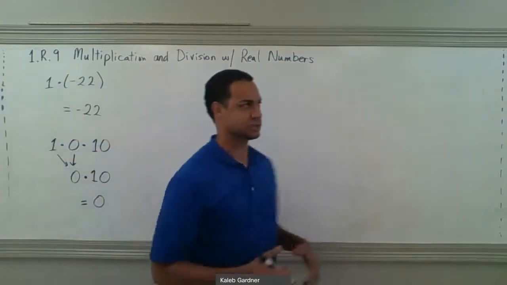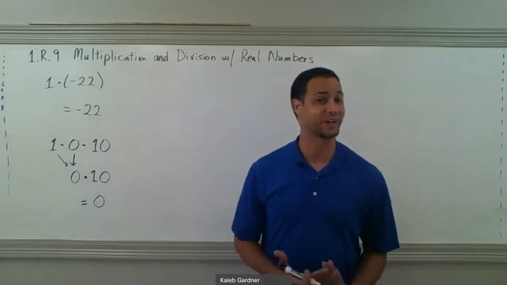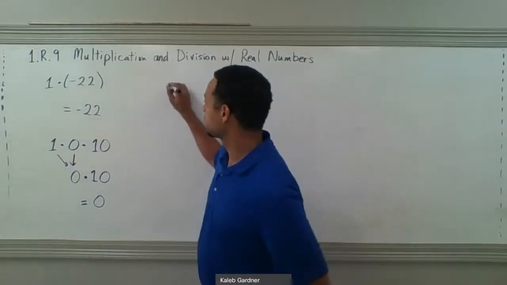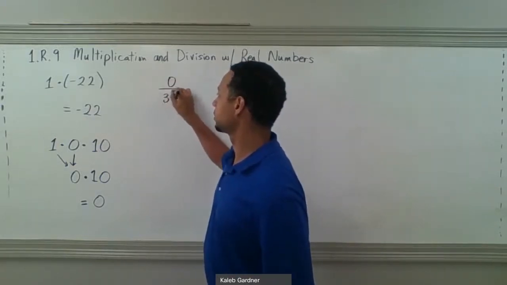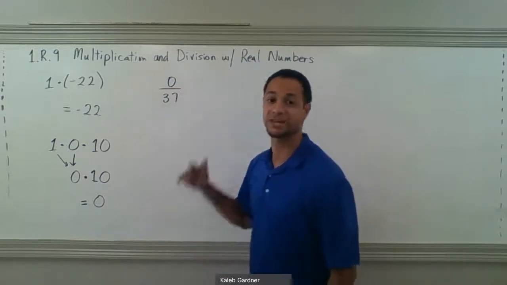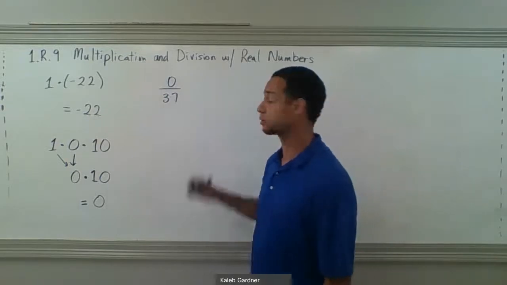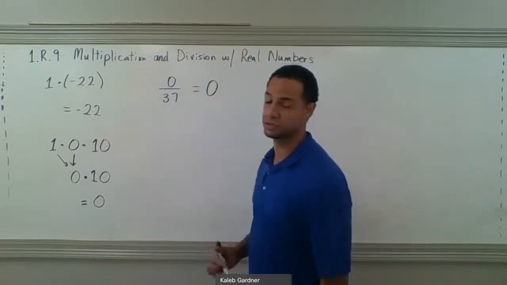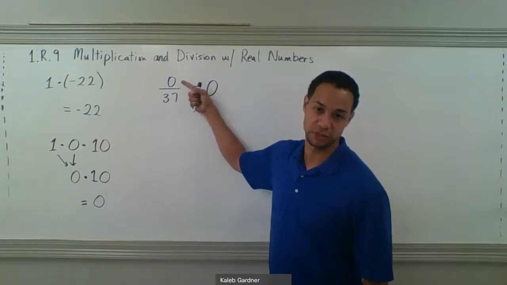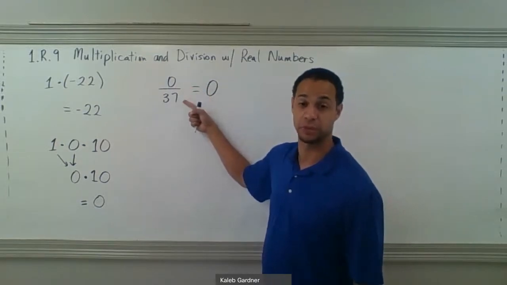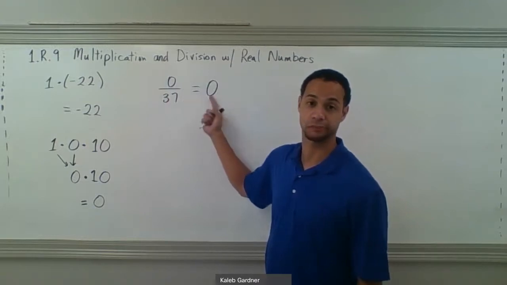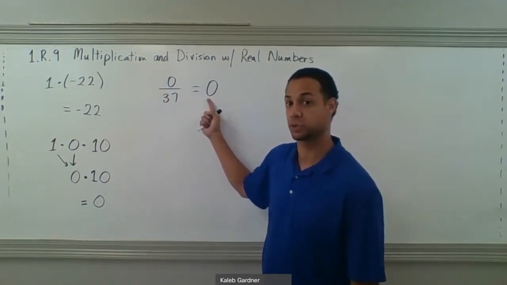Which brings me to the question about division. What about dividing with 0? What if we had 0 divided by 37? How many times does 37 go into 0? None. 0, right? I like to think of it this way. I've got 0 pizzas and 37 people. How much pizza is each of those 37 people getting? 0, because there's none. No pizza.